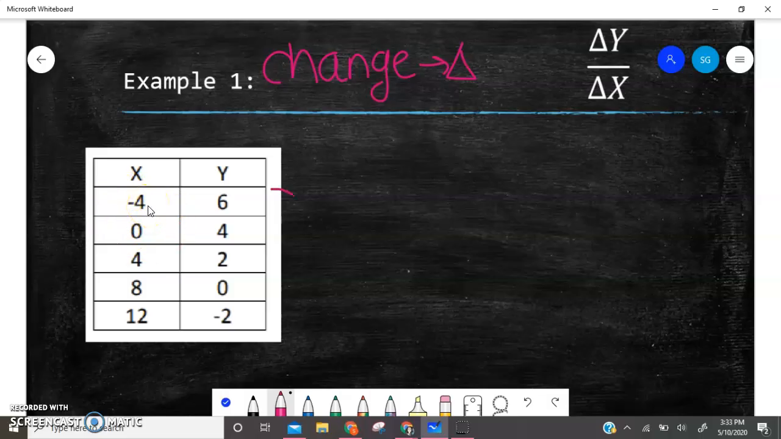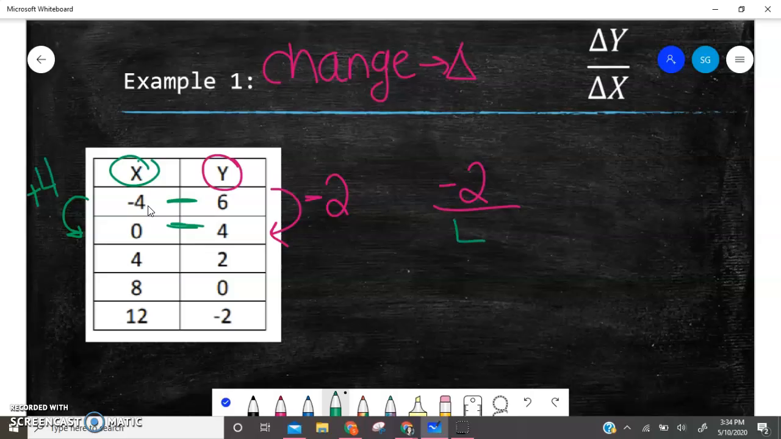So I'm going to select 6 to 4 because that's my y-axis. Going from 6 to 4, that actually decreases. So I'm going to put negative, and that decreases by 2. Now this was for my y-axis, so I'm going to be putting that as my numerator. And for my denominator, I'm going to figure out what's happening with x. I'm going to make sure, though, that I use the same 2 points. So it needs to be points that are ordered pairs together. So now I'm going from -4 to 0. Now from -4 to 0, that actually increased because it went up higher and it increased by 4. So my denominator will be 4.